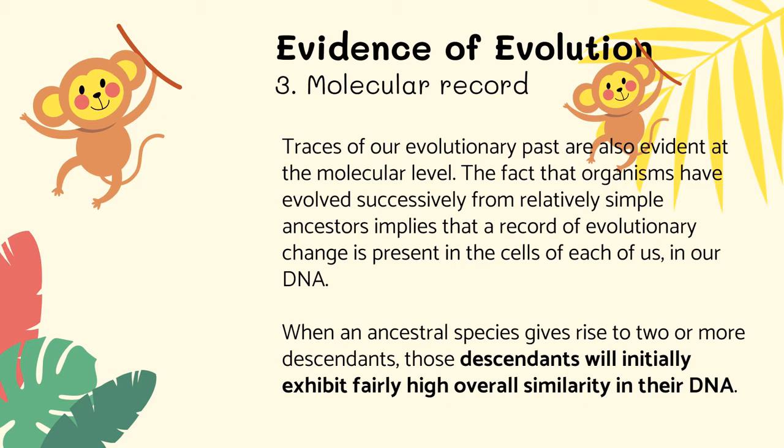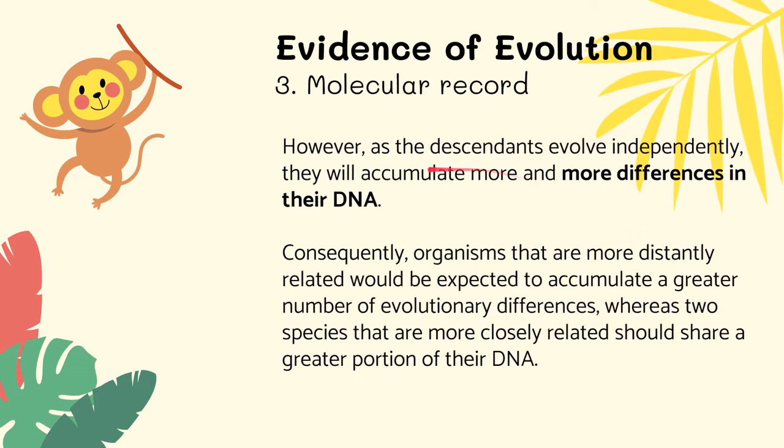in their DNA. And according to the evolutionist and biologist Richard Dawkins, the molecular record is one of the strongest pieces of evidence that shows us that we are actually related with each other. The fact that we share genetic similarities with each other. However, as the descendants evolve independently, they will accumulate more and more differences in their DNA. So the farther they are from each other, the fewer their similarities are, and the closer they are to each other, those two species, the more similarities that they will share.